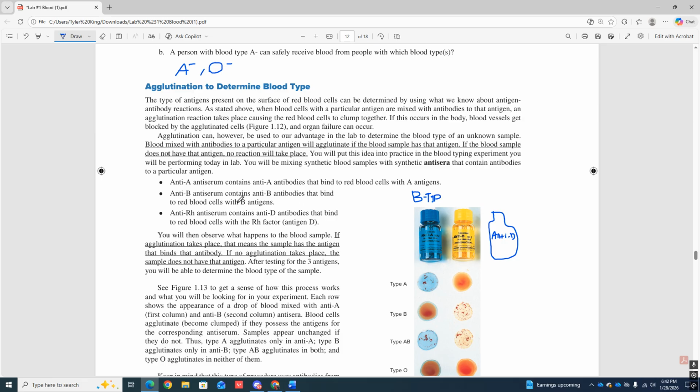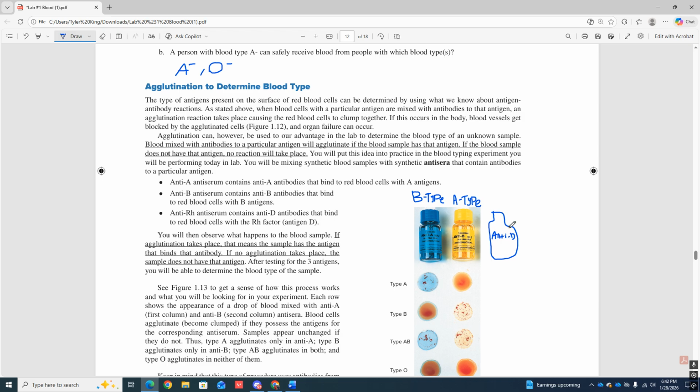Once again, anti-B antiserum contains the B antibodies. So if this vial contains B antibodies, that means that it is a generic A blood type, okay? So it is a type A blood generic. It's not a positive or negative, it's just a generic antigen A.